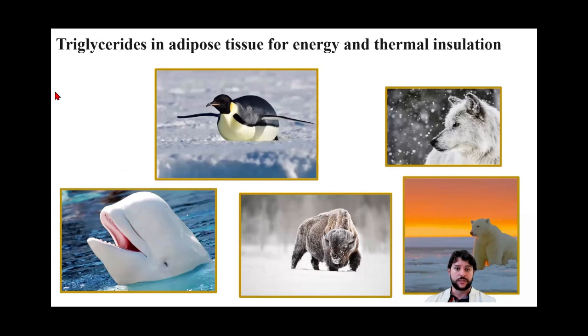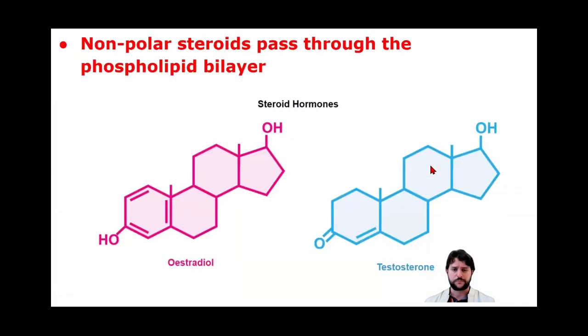All right. And triglycerides are widely used, especially by mammals and other animals, for storage of energy and thermal insulation, for example in polar bears and whales. And finally, non-polar steroids can also pass through the phospholipid bilayer because they're basically non-polar and made mostly of carbon and hydrogen, and they're also the basis of hormones. So the steroid hormones also come from fats, from lipids. They have a very similar structure when we compare.